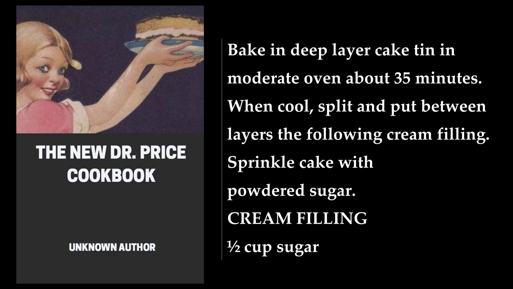Bake in deep layer cake tin in moderate oven about 35 minutes. When cool, split and put between layers the following cream filling. Sprinkle cake with powdered sugar.